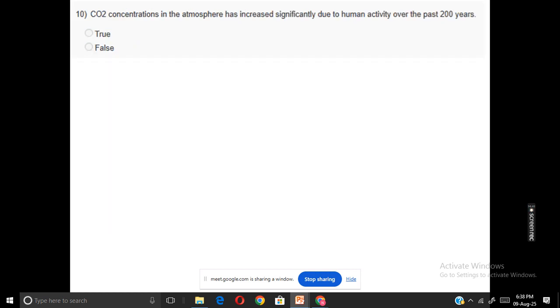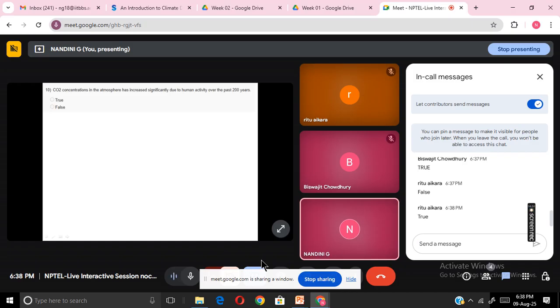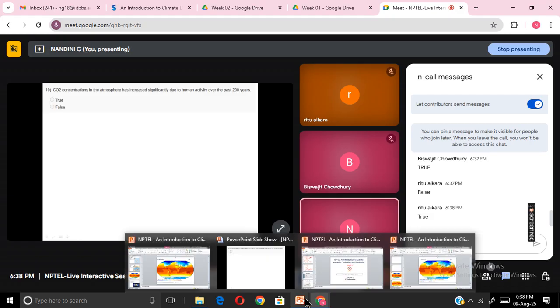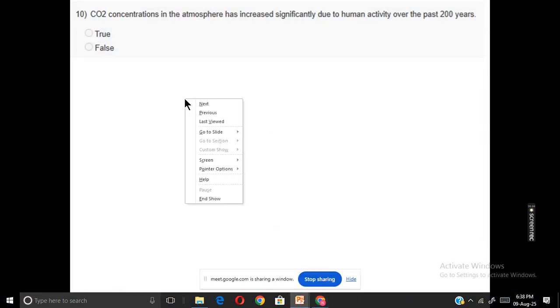Carbon dioxide concentrations in the atmosphere have increased significantly over the past 200 years. This is simple, a very direct question. Yes, it has increased. It has almost doubled.